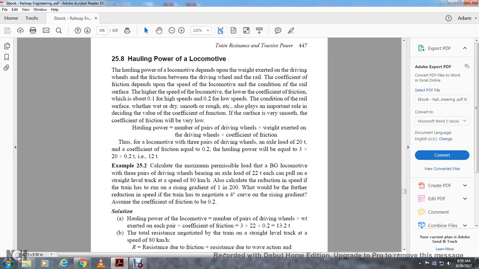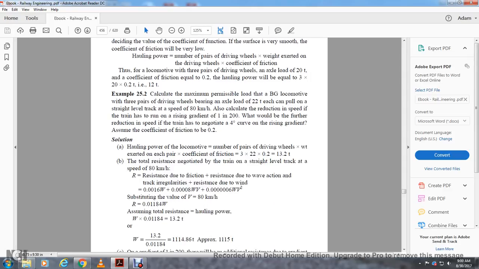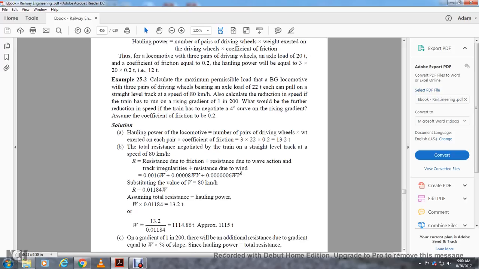Example 25.2. Calculate the maximum permissible load on a broad gauge track for 3 pairs of driving wheels bearing an axle load of 22 tons each, on a straight level track at a speed of about 80 kilometers an hour. Then calculate the reduction in speed that the train has to make on a rising gradient of 1 in 200, and the further reduction in speed when the train negotiates a 4-degree curve on the rising gradient. Assume the coefficient of friction to be 2/10.